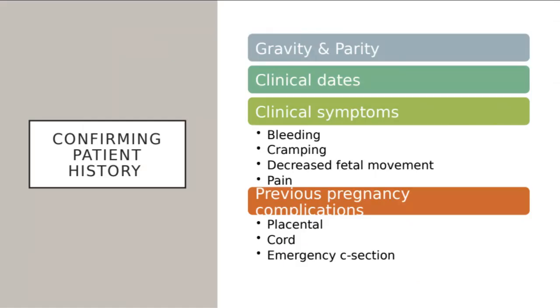So next we need to learn about what is important when we're getting our patient clinical history. So of course, like we said early on, the gravidity and parity, the clinical dates if they are aware of them, any sort of clinical symptoms. So are you bleeding? Are you spotting? Are you cramping? How far along are you? If you felt the baby move, do you still feel them move? Are you having any pain at all?